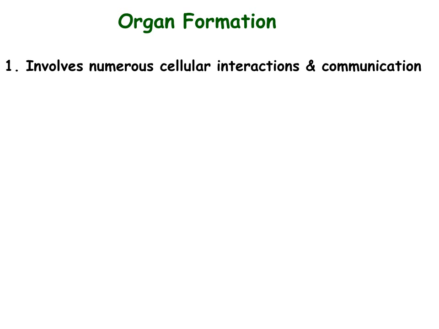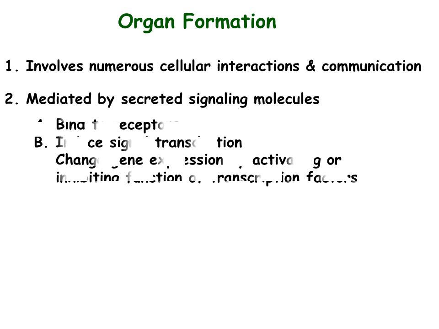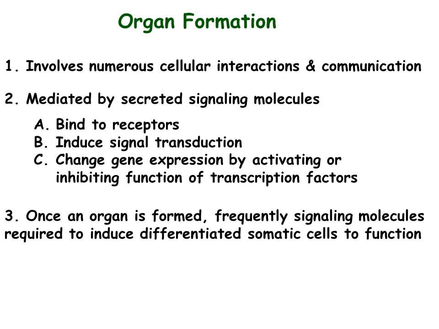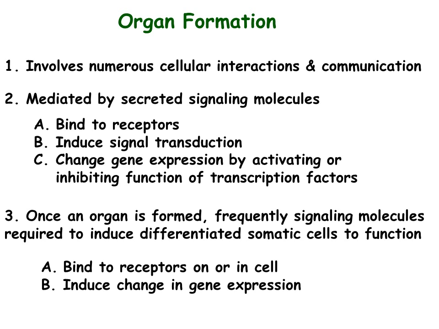And then organ formation. So again, cellular interactions and communications. Again, you need secreted signaling molecules binding to receptors, inducing signal transduction, changing gene expression by activating or inhibiting function of other transcription factors. Once the organ's formed, you frequently have signaling molecules to induce the cells to function. They bind to receptors again. In this case, it can be on or in the cell. What's it going to do? It's going to change gene function. And this is the thing that goes on and on.